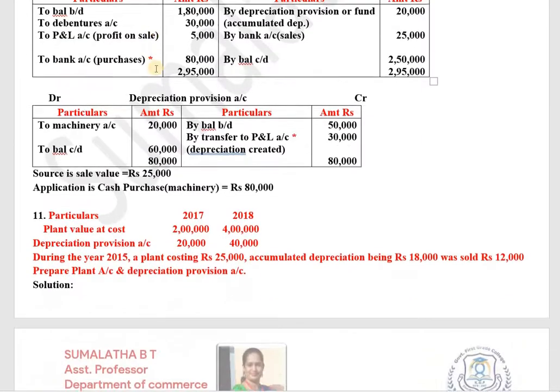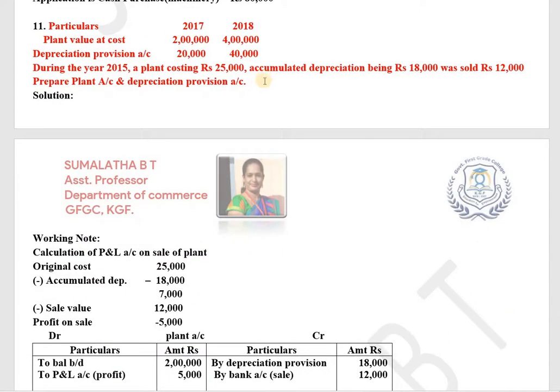Now the same way here, the cost of the plant is 25,000. Accumulated depreciation they have given is 18,000. So 25 minus 18, you will get the written down value, WDV. Written down value is 7,000. 7,000 worth of plant is being sold for 12,000. That means we are getting profit on sale of the plant. How much? 12 minus 7, 5,000 is your profit.